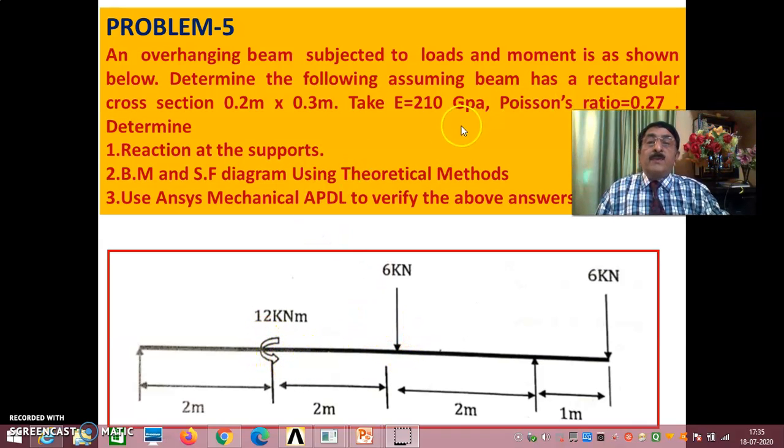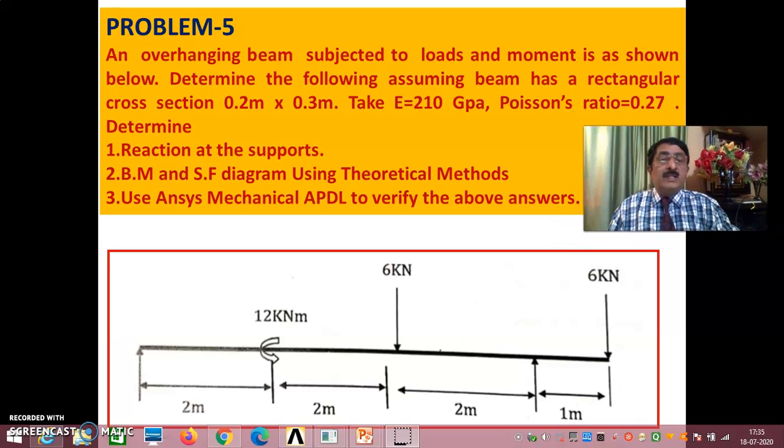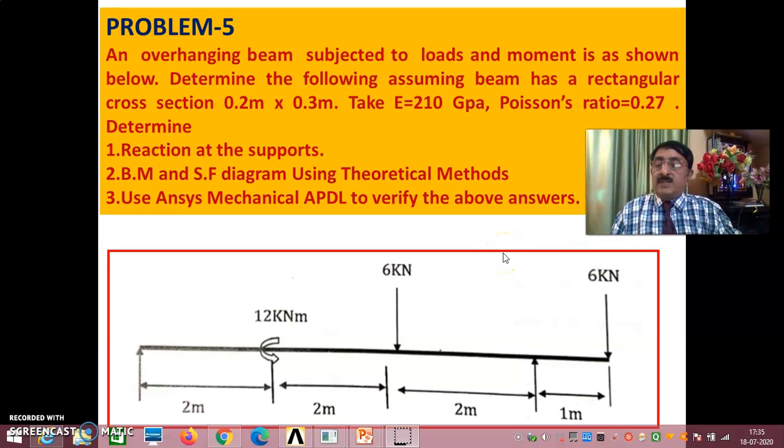This is the problem. For an overhanging beam subjected to loads as shown, determine the following, assuming the beam has a rectangular cross section. Any cross section, it can be 0.2 into 0.3, taking E to be 210 GPa, Poisson's ratio 0.27, and you have to determine the reactions at the supports. Then the bending moment and shear force diagrams using theoretical methods, and use Ansys Mechanical APDL to verify the above answers. These are all the standard questions given in the examinations.